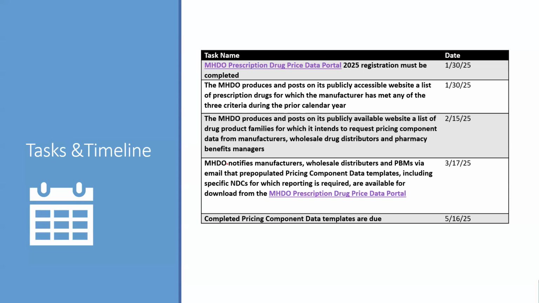Pricing component data templates, including the specific NDCs for which the reporting is required, are available for download in the prescription drug portal. And we did that last week. So for those of you that are required to report this round, those templates are available. And then the templates are due to us completed by May 16th.